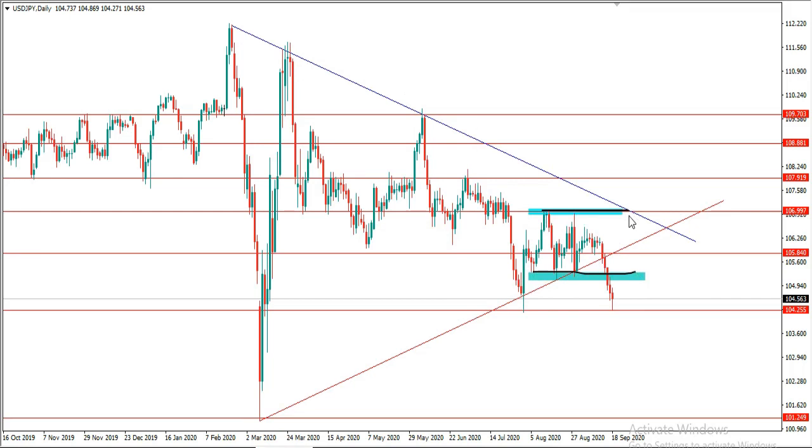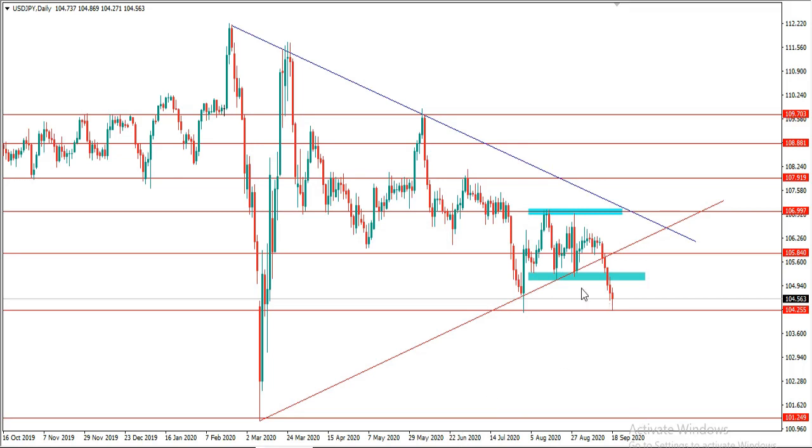So after that, what next did we see? We saw a break of all these areas of structure. So with this break, we can expect that the price is actually going to make it to this low over the next few days, weeks or months, as the case may be.